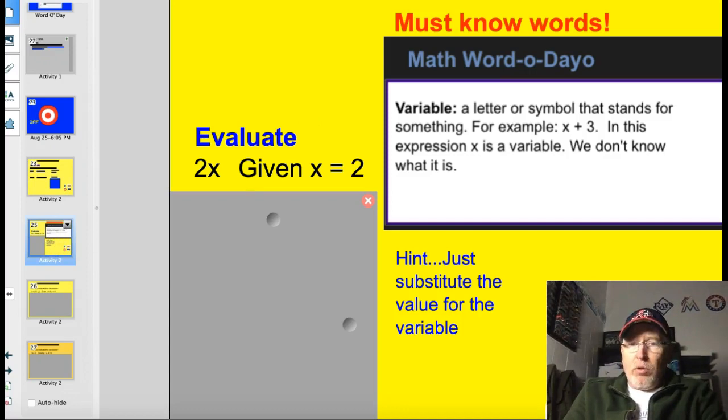A variable is a letter or symbol that stands for something. For example, x plus 3. In this expression, x is a variable. We don't know what it is. But if I give you what it is, then you can evaluate it further. You can simplify it. All right, let's take a look here.